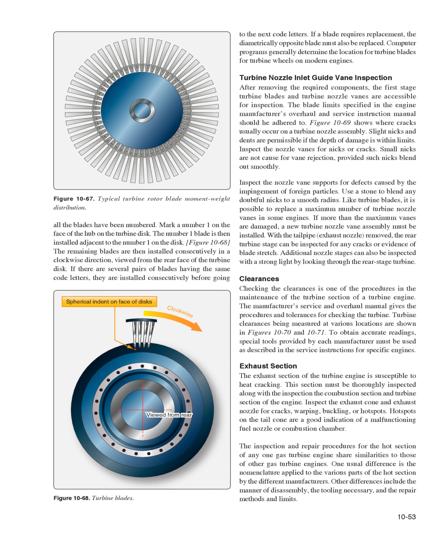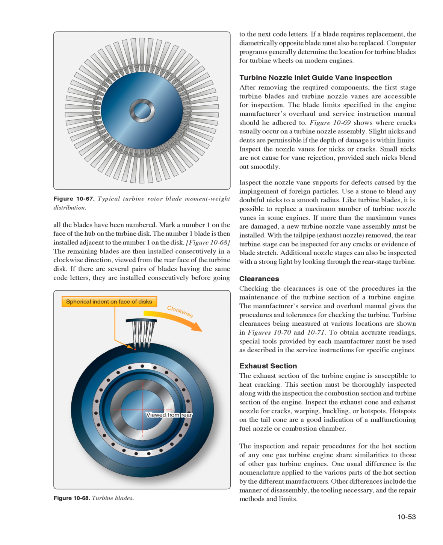With the tailpipe, exhaust nozzle, removed, the rear turbine stage can be inspected for any cracks or evidence of blade stretch. Additional nozzle stages can also be inspected with a strong light by looking through the rear stage turbine. Clearances. Checking the clearances is one of the procedures in the maintenance of the turbine section of a turbine engine. The manufacturer's service and overhaul manual gives the procedures and tolerances for checking the turbine. Turbine clearances being measured at various locations are shown in Figures 10-70 and 10-71.